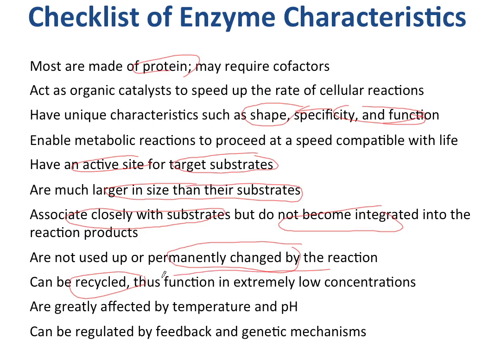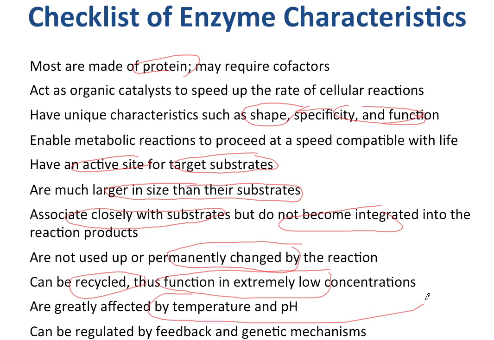The enzyme has very high efficiency for increasing chemical reactions. That's why the cell doesn't need a high concentration of enzyme. The cells only need a little bit of enzyme for all the reactions.